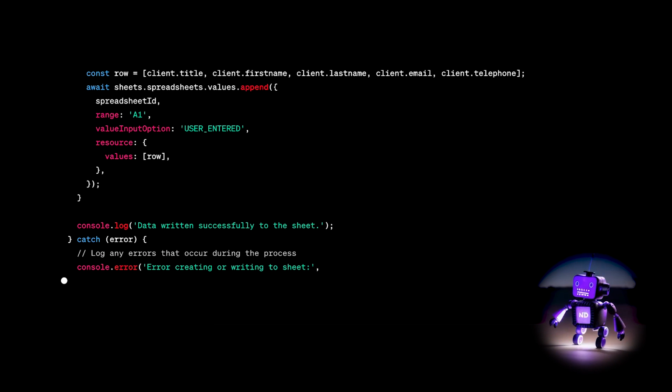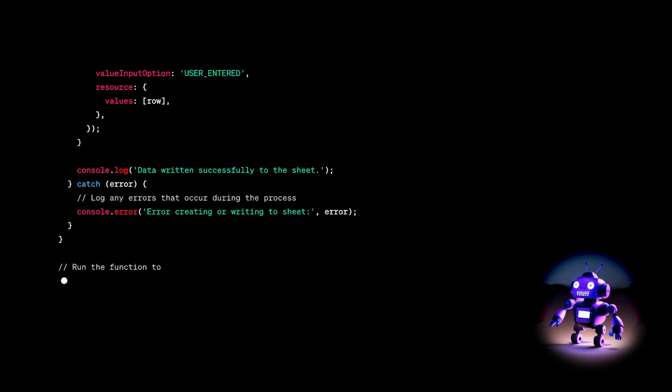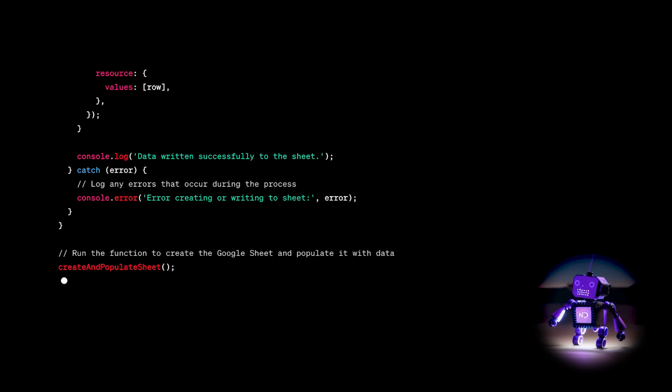Throughout this process, we wrap our operations in a try-catch block to handle any potential errors. This is crucial for robust application development, as it allows us to gracefully manage exceptions that might occur during the API requests. Catching and logging errors help in debugging, and ensures that our application can recover from unexpected states.